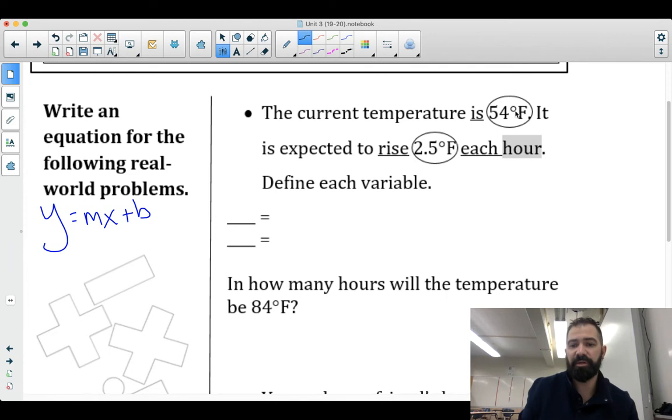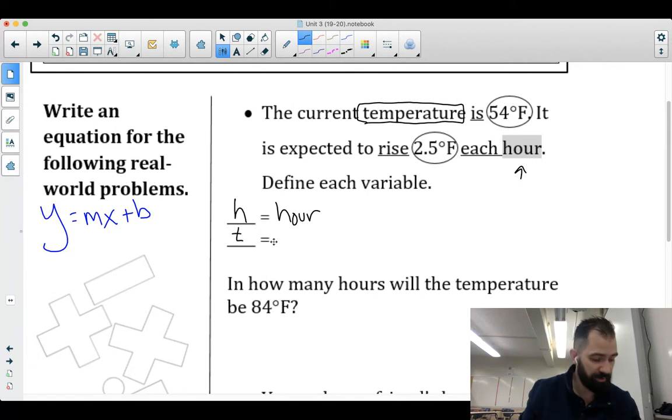First one here, the current temperature is 54 degrees Fahrenheit. It is expected to rise 2.5 degrees Fahrenheit each hour. Define each variable. So we know right away that one of our variables here is hours. So we're going to use h for hour. The next one that we're going to define is our temperature, because that's what we're trying to find. We're trying to find what the temperature is going to be like. Remember when we use T's? We tried not to, because sometimes people write T's like that, looks like a plus sign, but we're going to use T. We're just going to make sure that we write it with a little tail there, and that's the temperature.